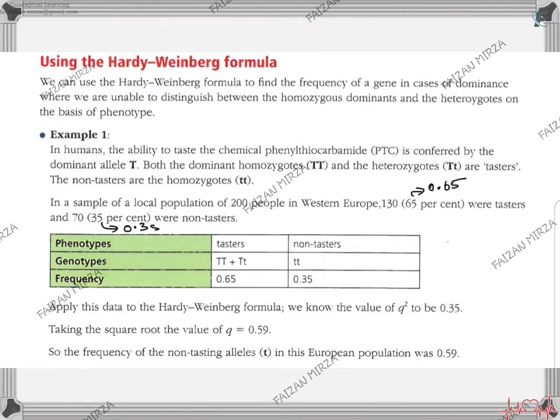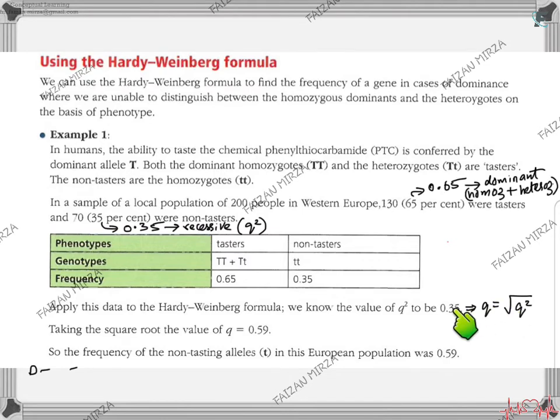So we can see that 0.65 and 0.35 can be worked out from the percentages given to us. 0.35 here represents the recessive condition, which is q square, and 0.65 is the dominant phenotype, which is the homozygous as well as heterozygous condition. So if we take the square root of q square, the value of q square is 0.35. If we take the square root of this value, 0.35, our answer comes out to be 0.59. So we know that 0.59 is the frequency of the recessive allele for non-tasters in this particular population.